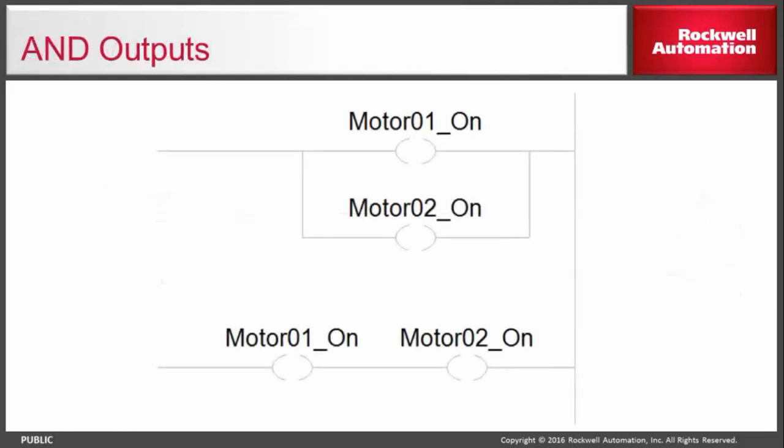For logic wherein multiple output instructions must be turned on when logical continuity is achieved, you may place the output instructions either in series or in parallel. For example, the output, then write a 1 to the motor 01 on tag and write a 1 to the motor 02 on tag, else write a 0 to the motor 01 on tag and write a 0 to the motor 02 on tag, could be represented in ladder diagram in either of the ways shown here.